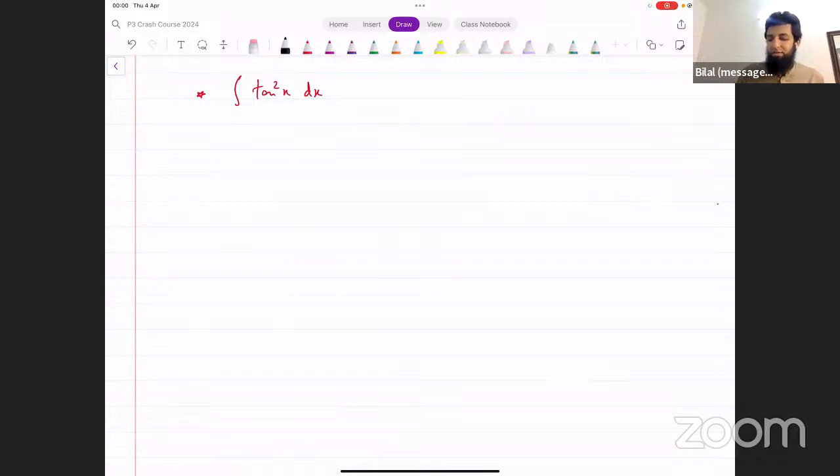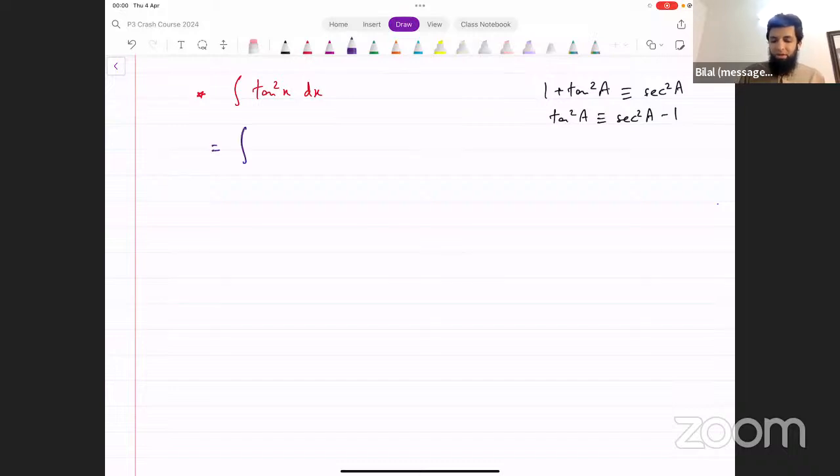So let's use that identity and see what that gives us. 1 plus tan square a. The formula sheet says that is equal to secant square a. So tan square a, what does that equal? That equals secant square a minus 1. Let's use this identity and see what happens. So this could be written as secant square x minus 1. Now you're telling me I could write secant square as 1 over cos square. Okay. What do we do after that?